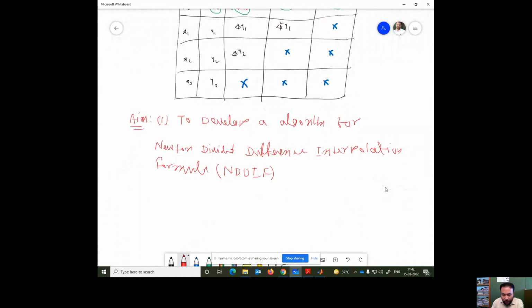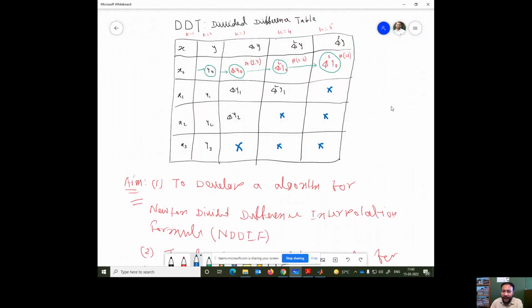Our aim number two is to develop Matlab code for the Newton divided difference interpolation formula. So we have to develop the algorithm first, then the Matlab code. This is our two aims today. In the previous lecture session, we already constructed the table. This was the table we constructed in the previous class.